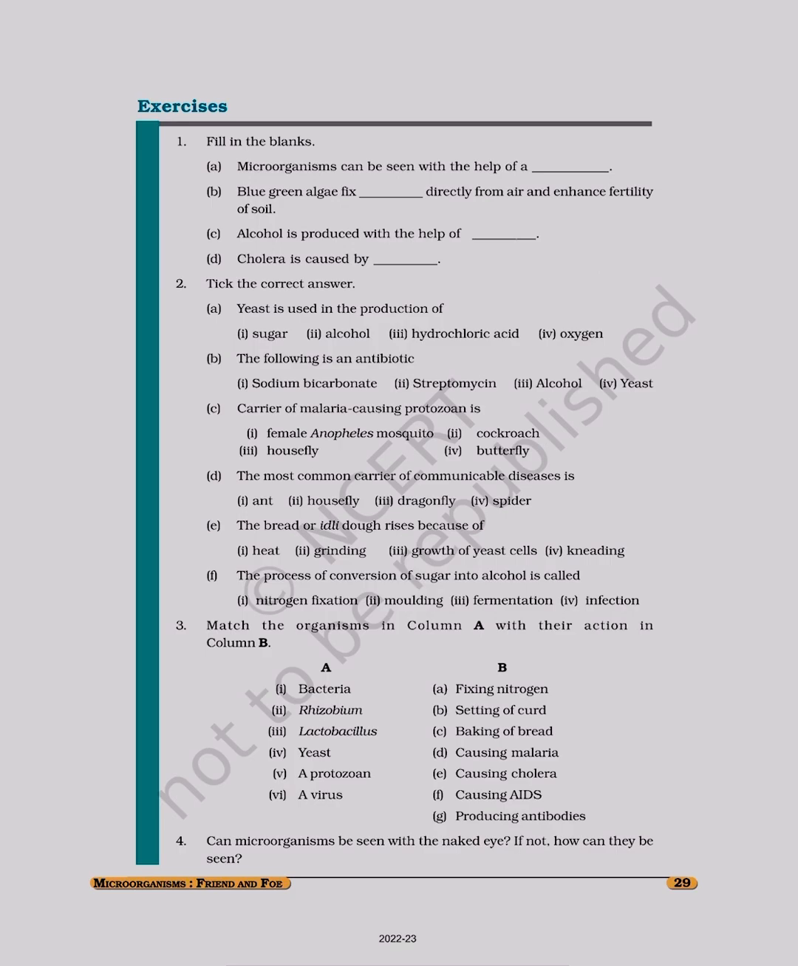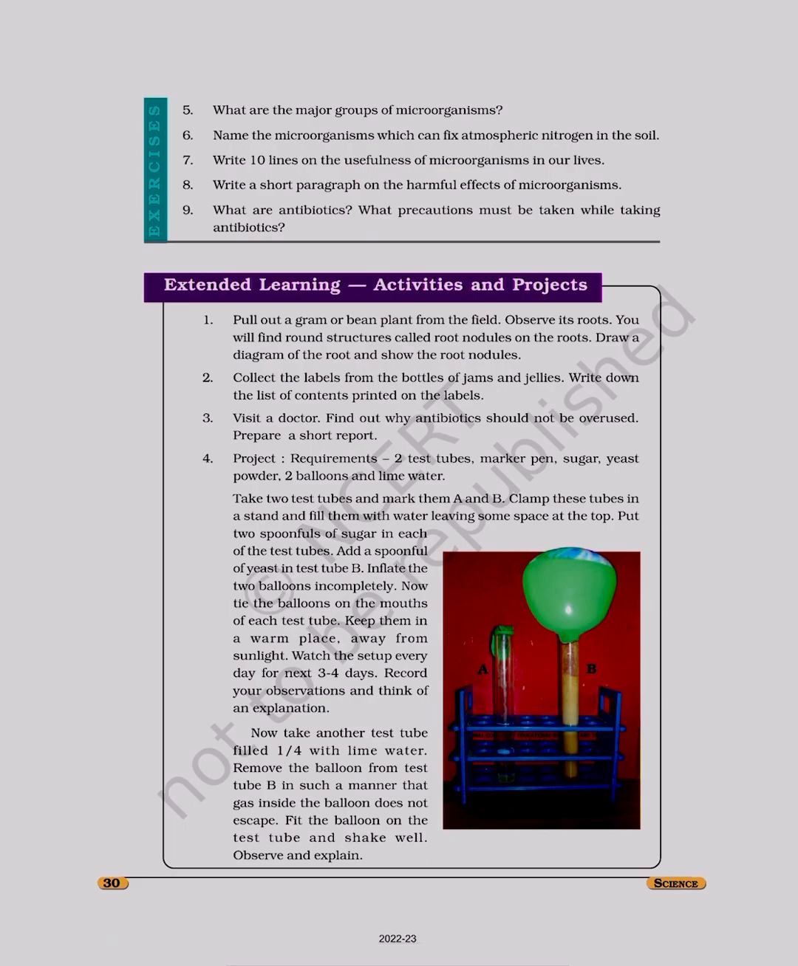Fourth, can microorganisms be seen with the naked eye? If not, how can they be seen? Fifth, what are the major groups of microorganisms? Six, name the microorganisms which can fix atmospheric nitrogen in the soil. Seven, write 10 lines on the usefulness of microorganisms in our lives. Eight, write a short paragraph on the harmful effects of microorganisms. Nine, what are antibiotics? What precautions must be taken while taking antibiotics?